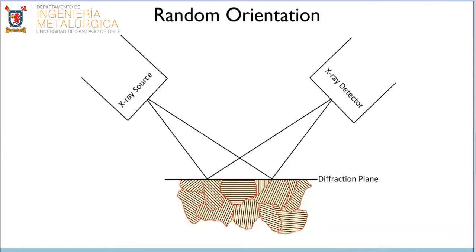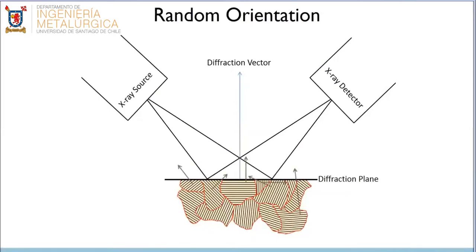Let's pretend that the lines within the grains shown here correspond to the 100 plane, and that the X-ray source and detector are at the proper angles for constructive interference to occur for the 100 planes, normally producing a peak in the diffraction pattern. The diffraction vector shown here is the vector that bisects the angle between the X-ray source and detector. In this example, the diffraction vector points straight up and is perpendicular to the diffraction plane.